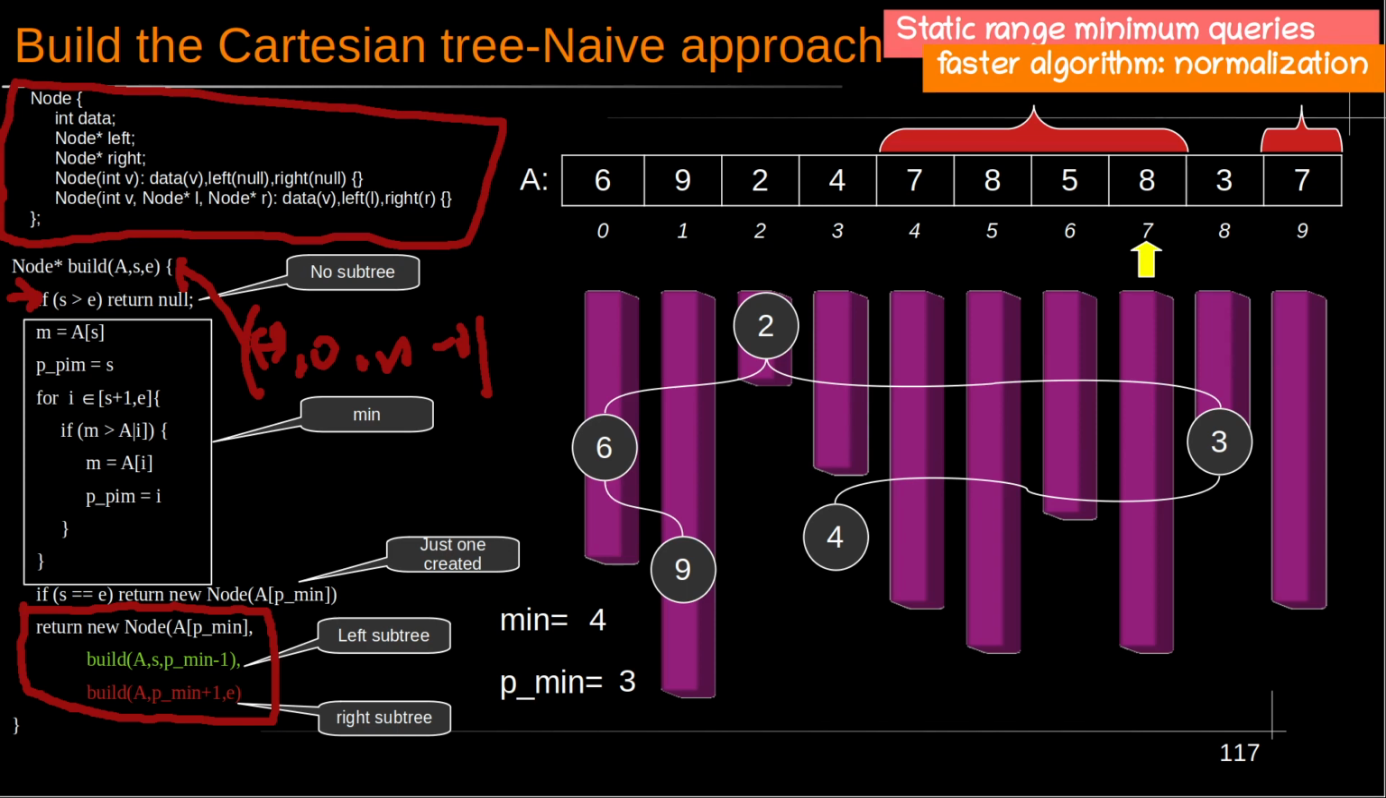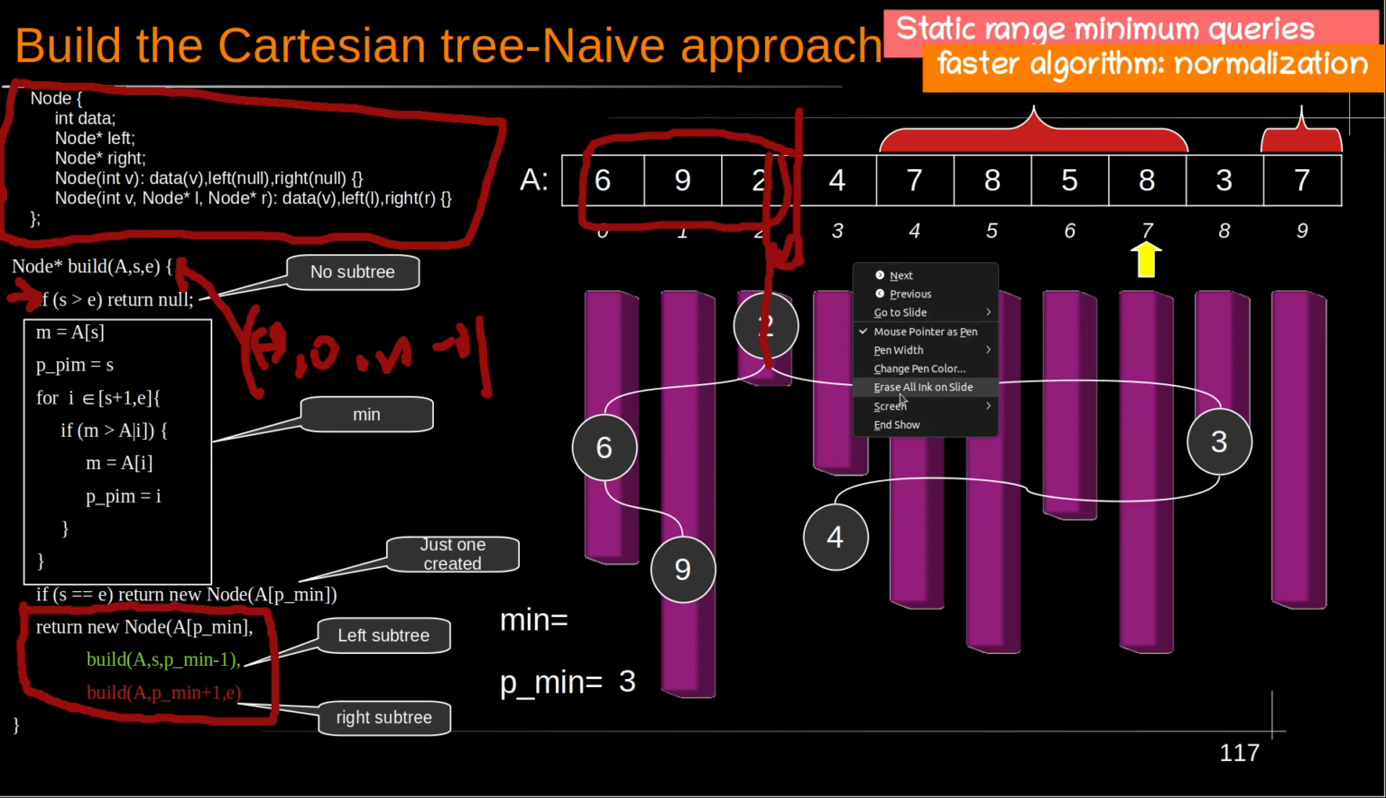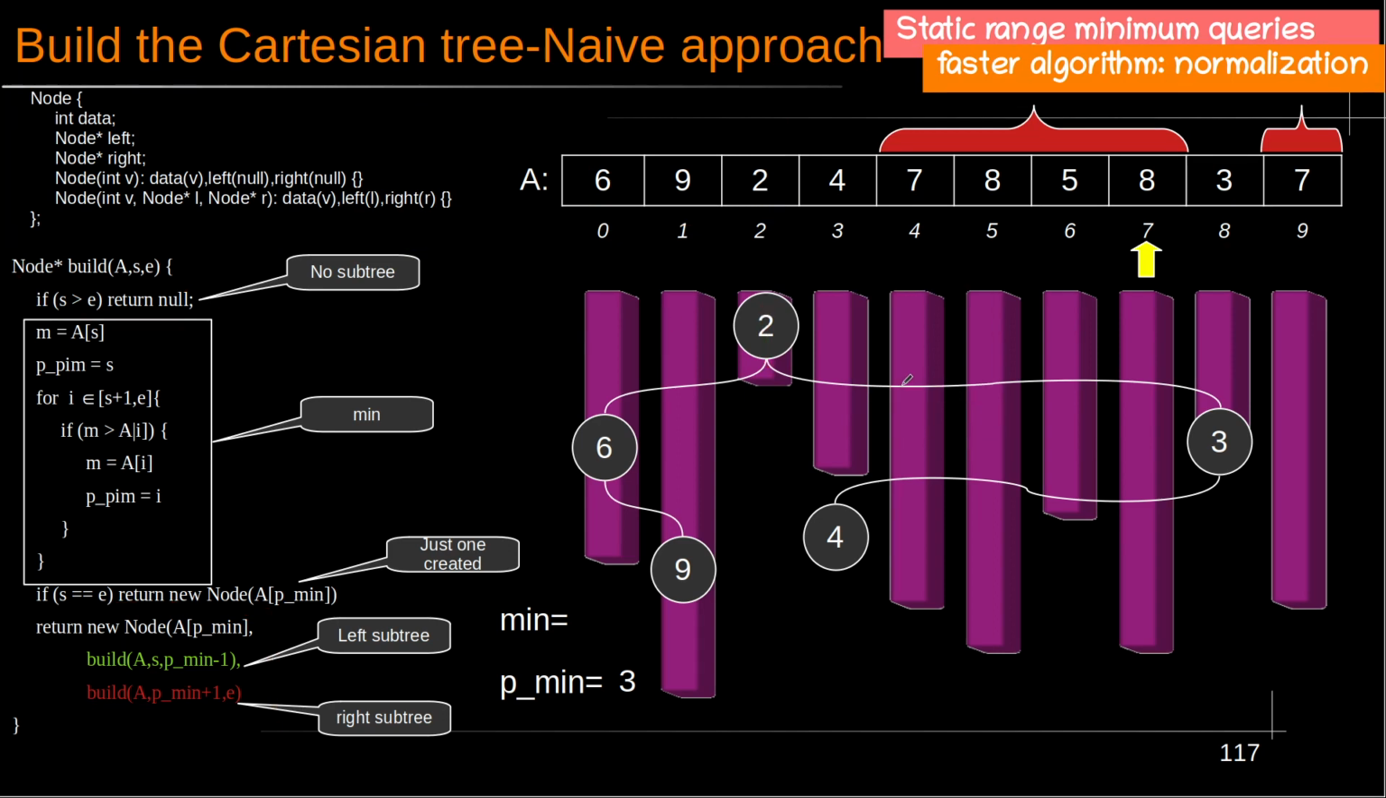Here there is no left subtree of 4, because here we have 2, the root 2. This is done by 2. So for 4 here, there is no left subtree. There is nothing on the left here. Okay.